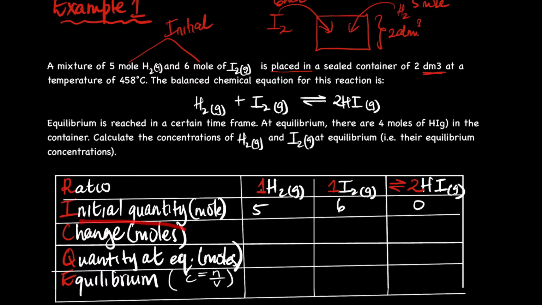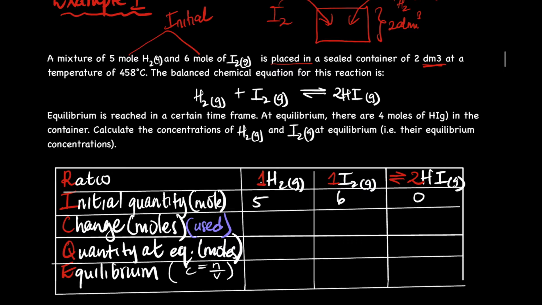And then we get to the change. This change is the amount used. So how much was used out of the amounts we have, and how much product was formed? Since these two are reactants, you put the minus. Since there's a 1 there, you say minus 1x, and there's a 1 there and it's a reactant, so minus 1x. I'll explain why. And then in the product, you say plus 2x. So we're looking for those amounts.